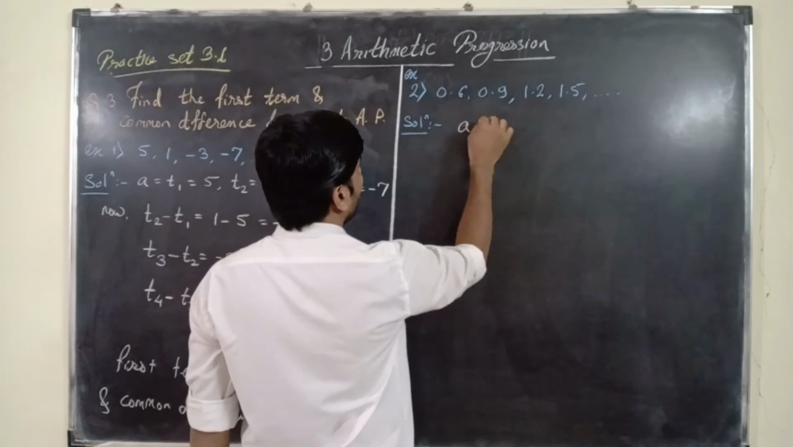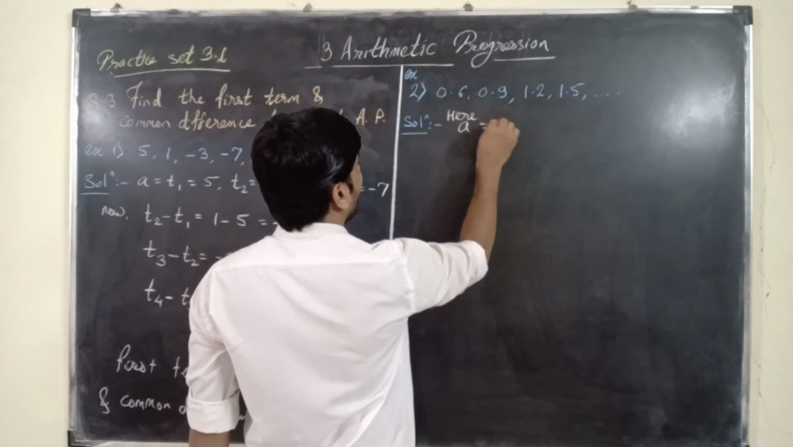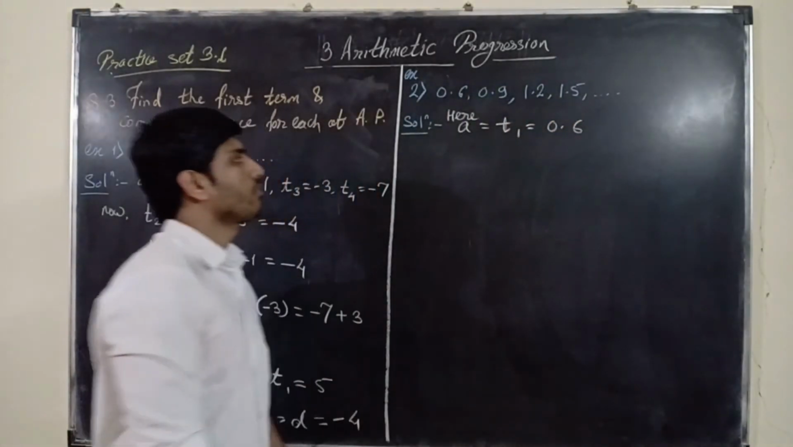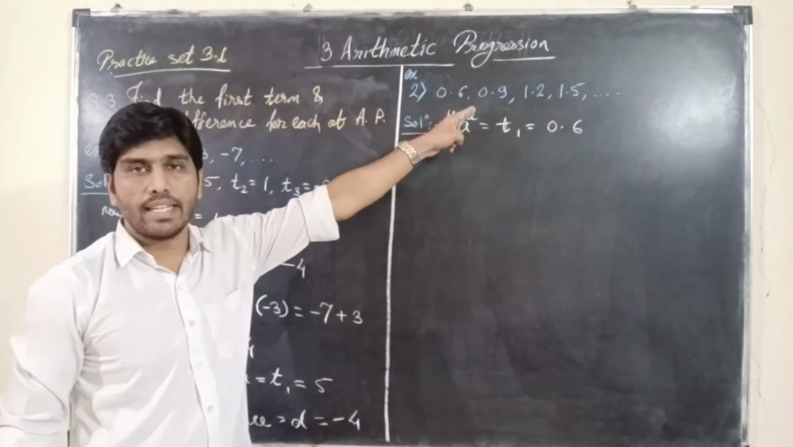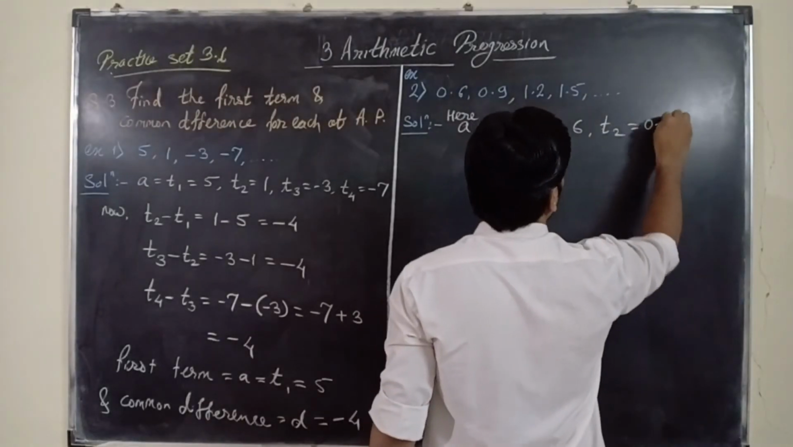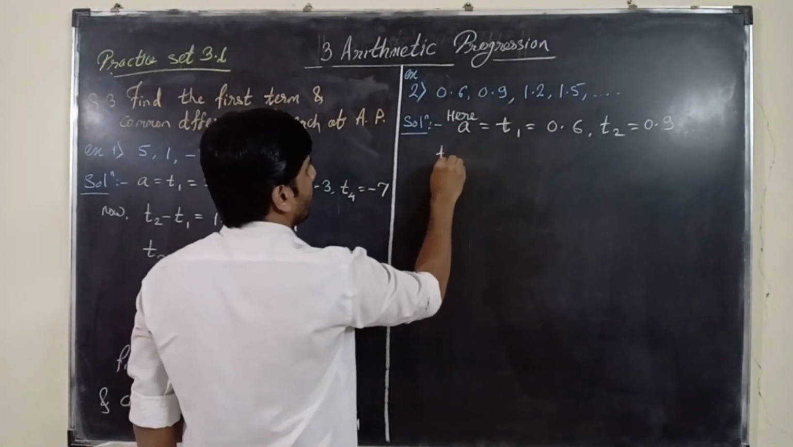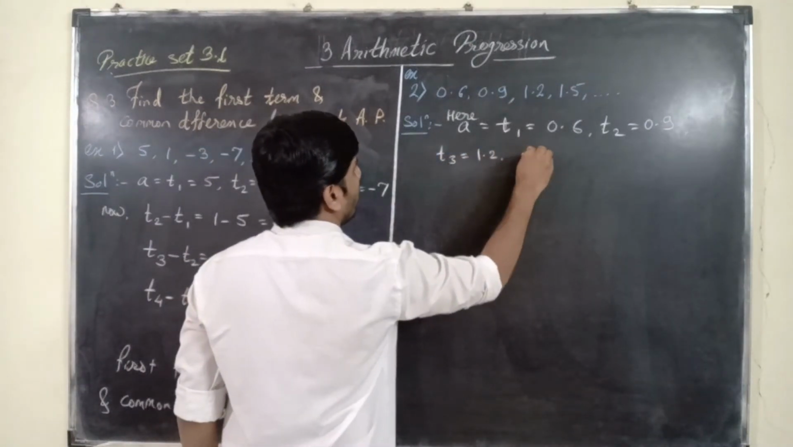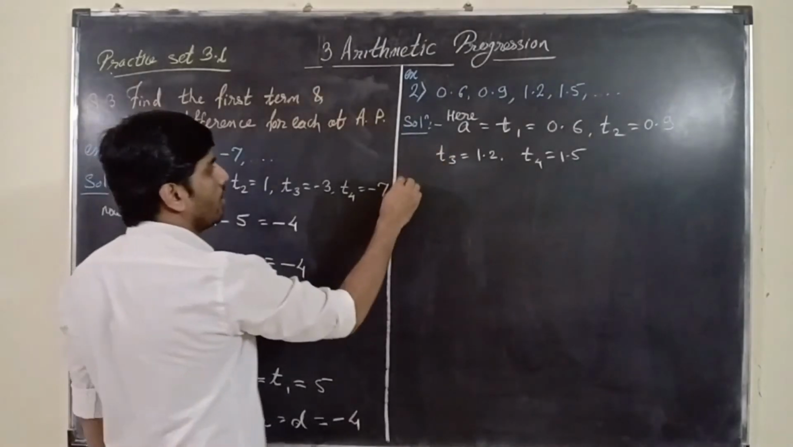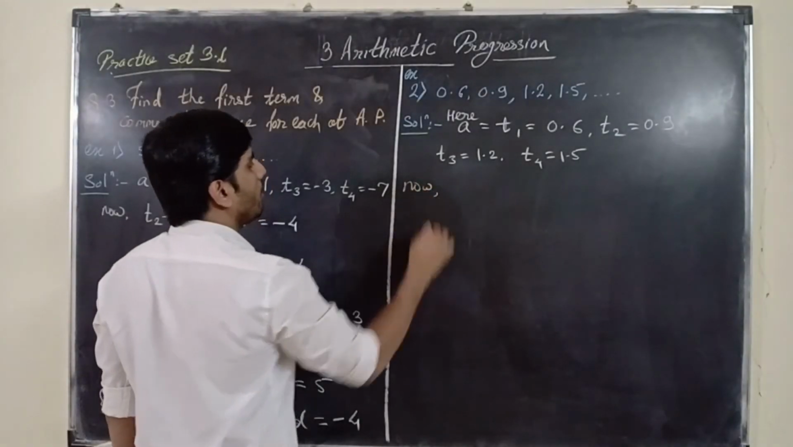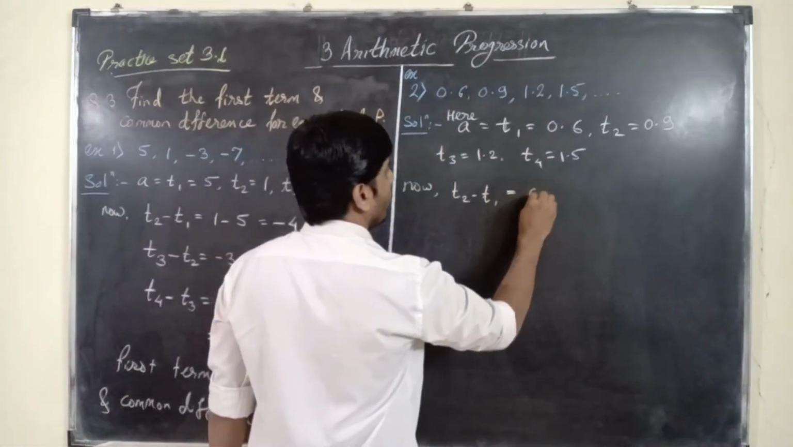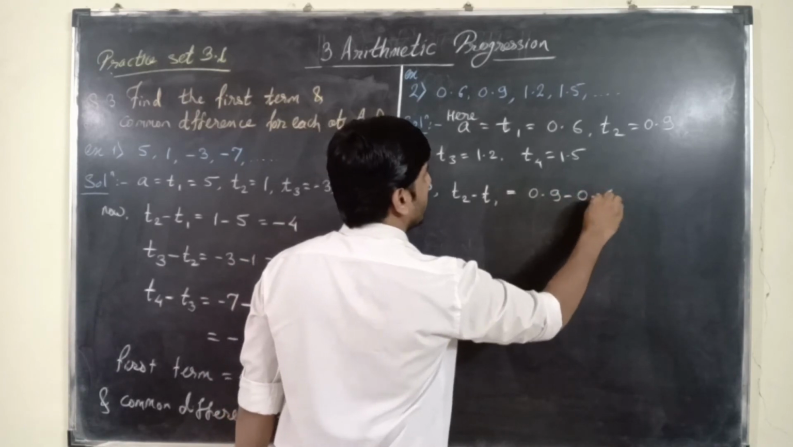Again here A, which is equal to T1, which is equal to 0.6. Now we can say second term as T2, which is 0.9. T3 is 1.2 and T4 is equal to 1.5. So here we will find common difference. So now T2 minus T1, which is equal to 0.9 minus 0.6.